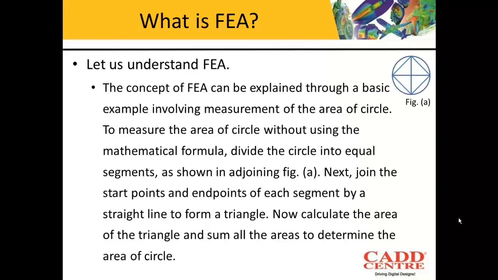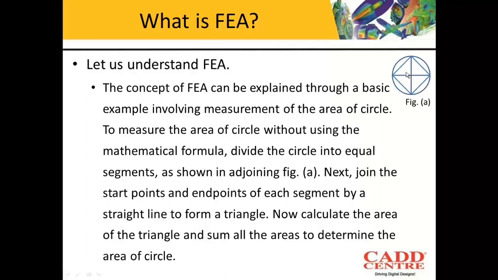Now let us understand what exactly is FEA. For this, we will consider a small example where we need to find out the area of this circle. For calculating the area of the circle, we will not use the formula pi r square. We will be using a different technique. Now what is that technique? Let us divide the circle into 4 triangles. If you see on your screen over here, I have divided the circle into 4 segments and then connected these lines so that it forms a triangle.